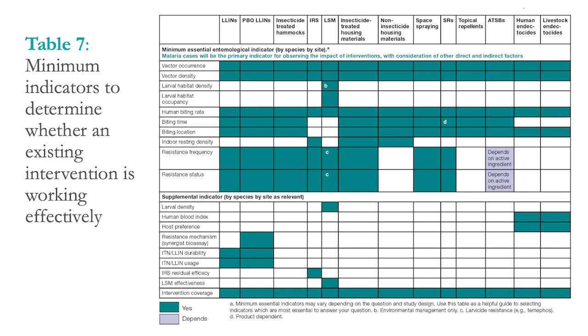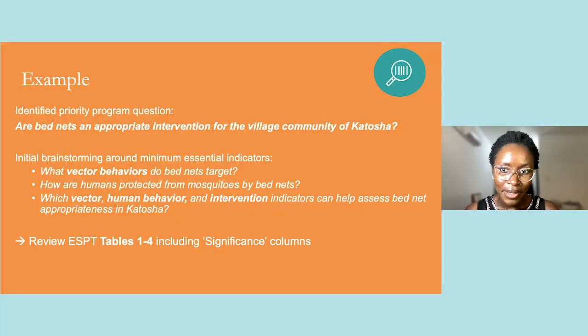The teal shaded cells indicate that the indicator should be collected. While this table may appear overwhelming, some sampling methods capture data for more than one indicator at a time, which will be explored further under Module 3. Let's return to our example.